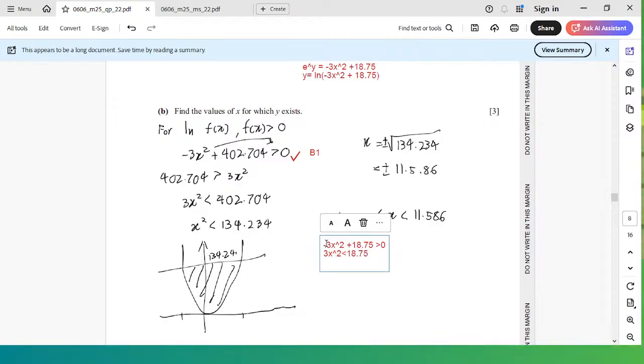X squared is going to be less than 6.25. X is going to be less. So x equals 2.5 and negative 2.5. Therefore, giving you negative 2.5 is less than x, less than 2.5.